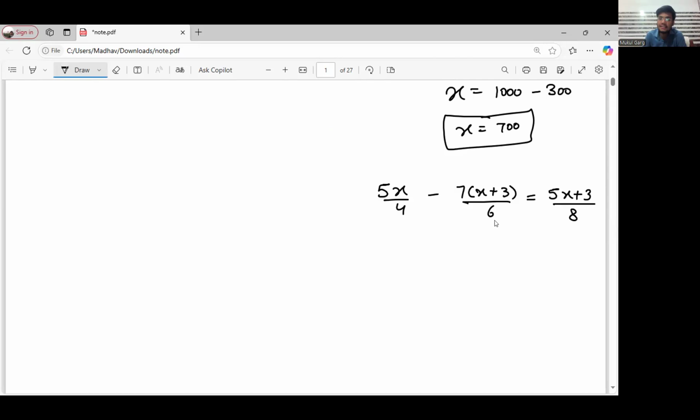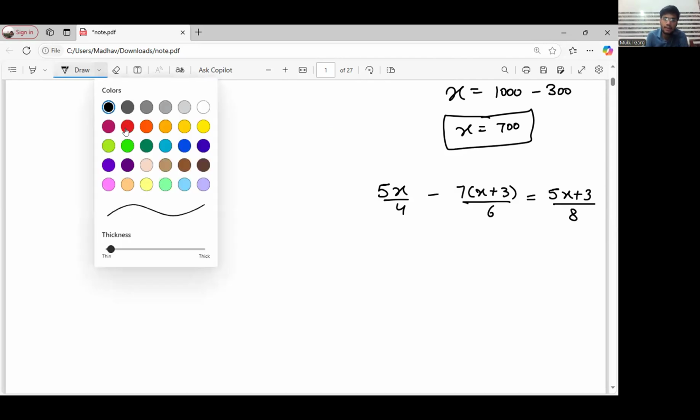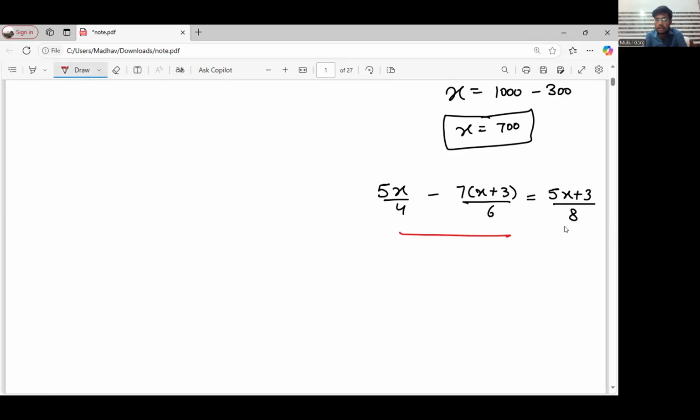This is really easy. How can we solve this? First of all, whatever is written on the left hand side, we'll solve it, and then we'll do the cross multiplication with the right hand side. So let's try to simplify it on the left hand side. The LCM of 4 and 6 is going to be 12. Now you will divide the LCM by 4, you are going to get 3. 3 multiplied by the numerator, that's 5x. So 15x.